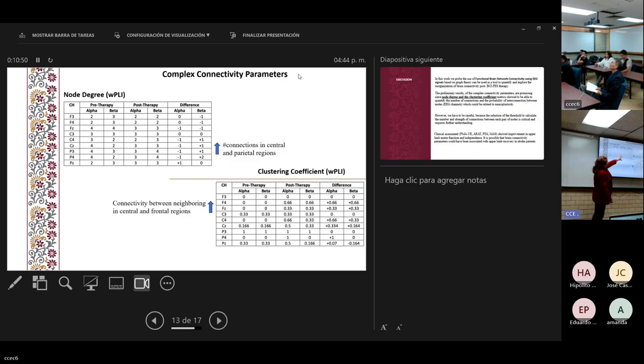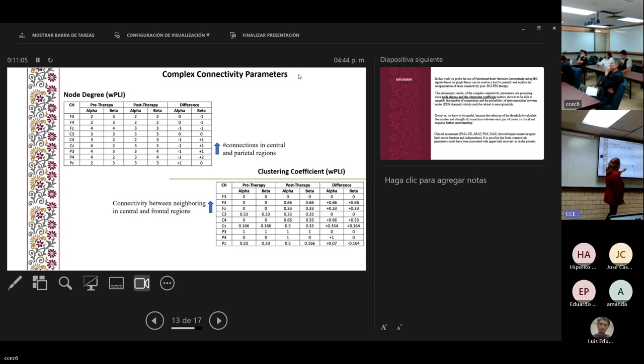With complex connectivity parameters, node degree, we can see a few more connections in central and parietal regions, and a little more connectivity between neighboring central and frontal regions. You can see it.